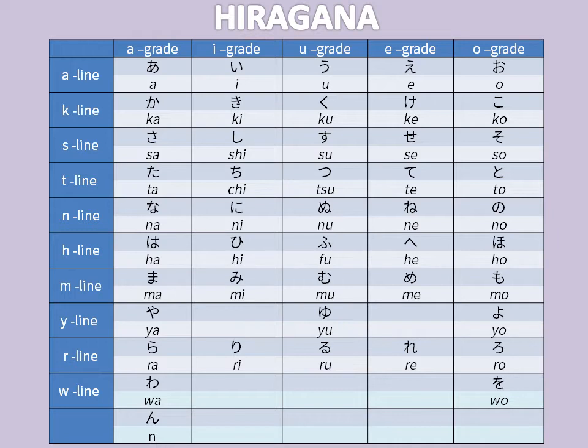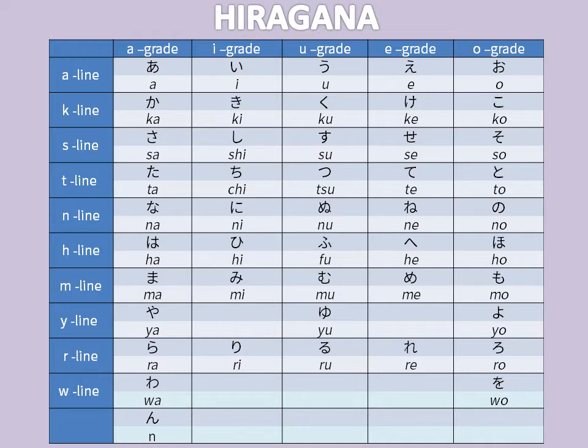First one from top left is A. Then right next to it is I. Then U. E. O. Then the K line is Ka. Ki. Ku. Ke. Ko. The S line is Sa.